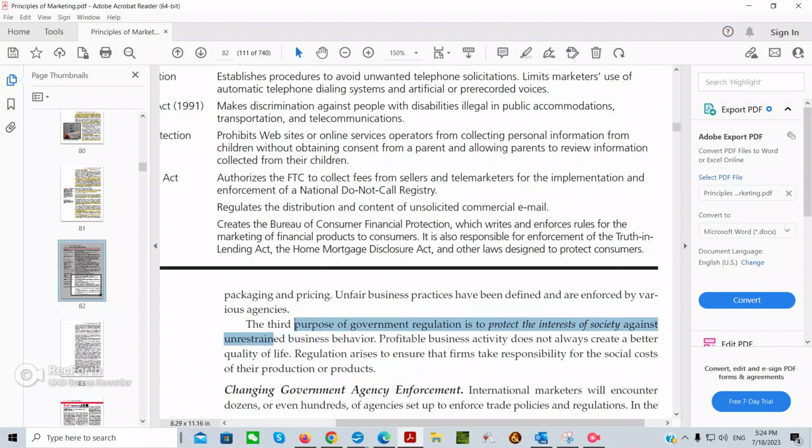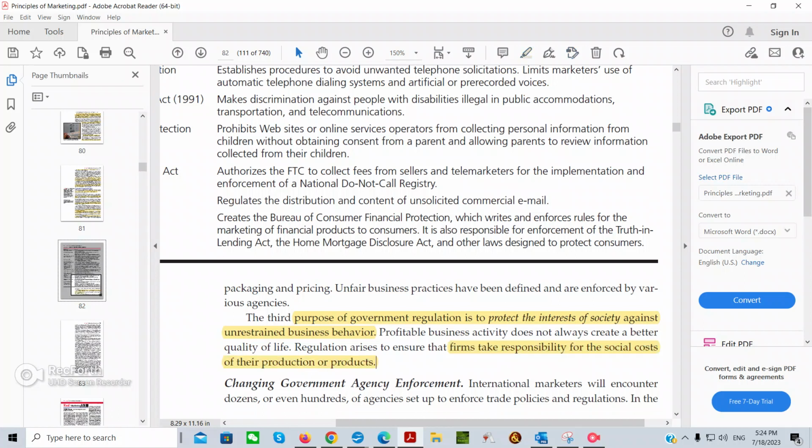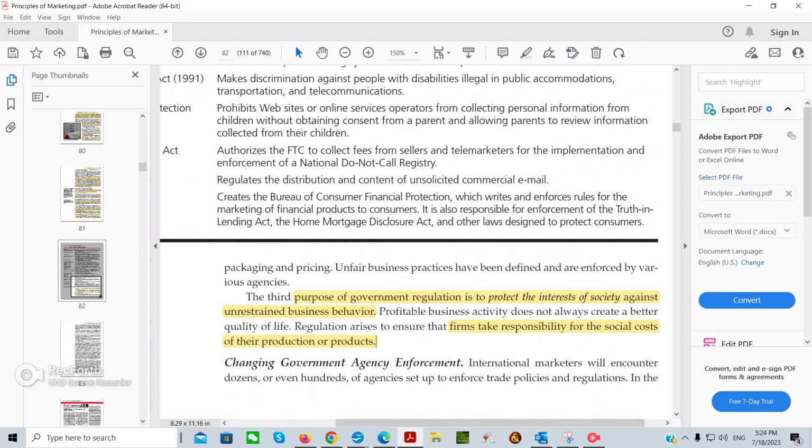The third purpose of government regulation is to protect the interests of society against unrestrained business behavior, which is similar to the second reason. Profitable business activity doesn't always create a better quality of life. Regulation arises to ensure that firms take responsibility for the social costs of their production or products.